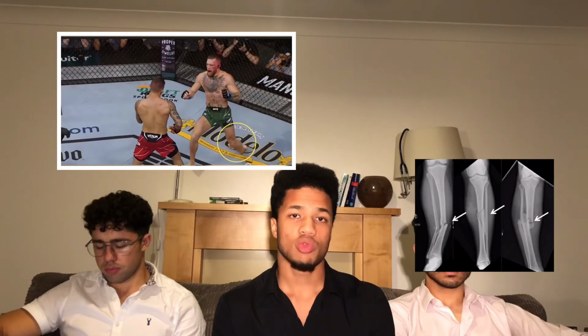Now, the most commonly affected part of the lower leg that's fractured is the shaft of the tibia, which may or may not be associated with a fracture in the fibula as well. Other notable fighters that also have had similar injuries are Anderson Silva, Conor McGregor and Chris Weidman.